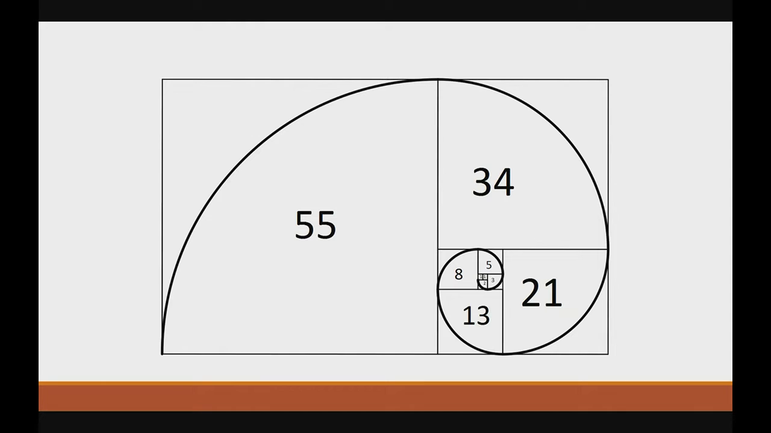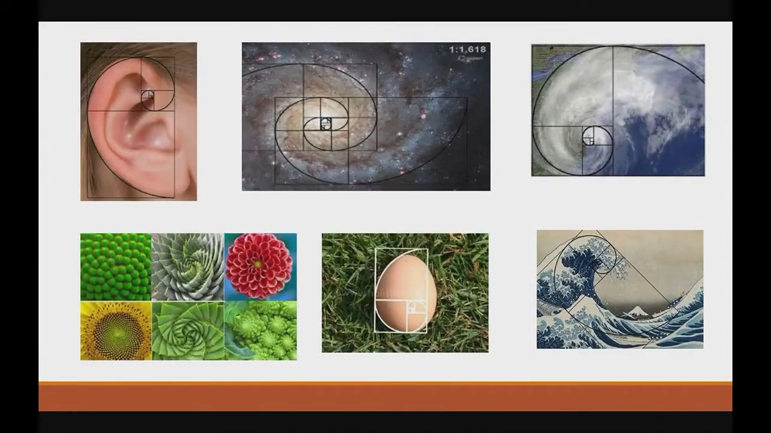The same numbers I showed before, now the same sequence of numbers graphically ordered has this form. Now it's easy to see these numbers, right? It's easier to understand than before. Where do you see these numbers? You see this form in the ear, the solar system, hurricanes, in the plants, in the eggs, in the waves of the sea. Graphically, this is the same numbers. It's there.